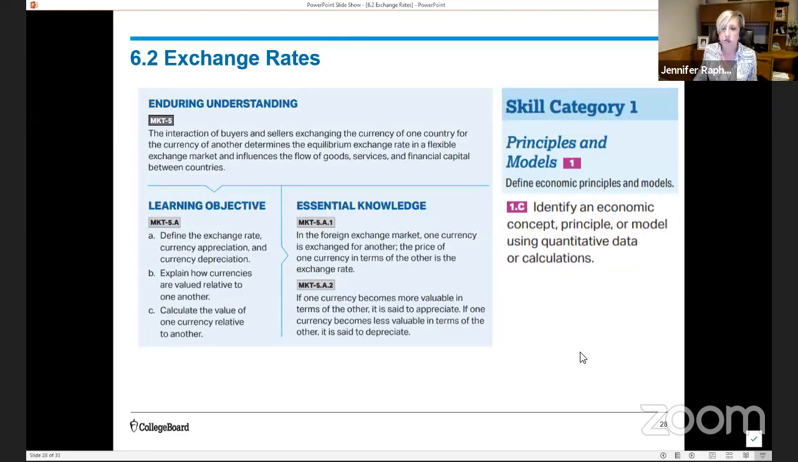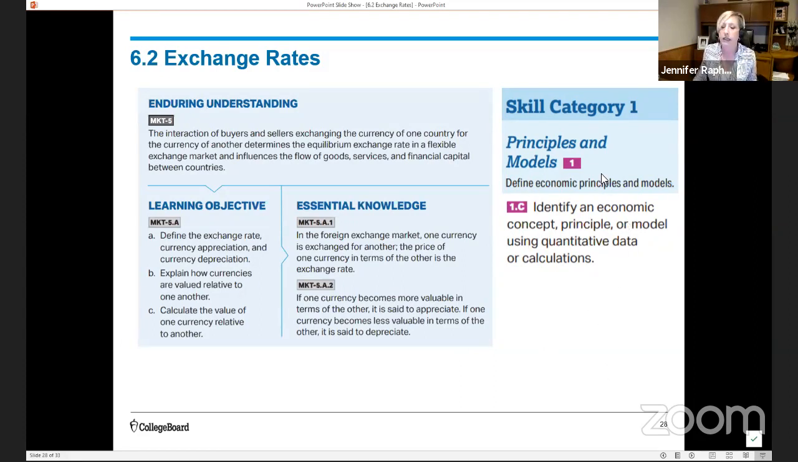So this was our goal for tonight, for you to understand that in the foreign exchange market, one currency is exchanged for another, and the price of one currency in terms of the other is the exchange rate. And when one currency becomes more valuable in terms of the other, it appreciates. And when one currency becomes less valuable, it is said to depreciate.